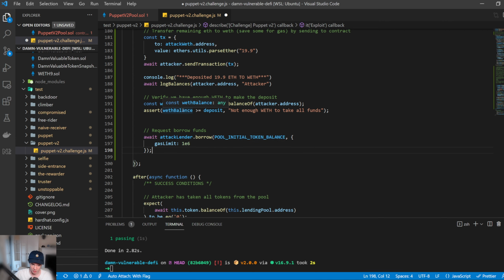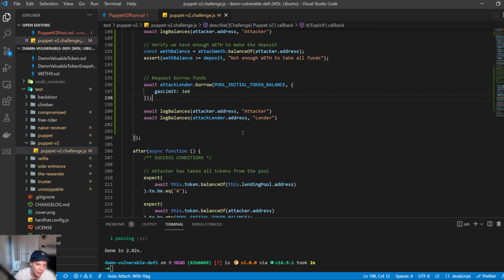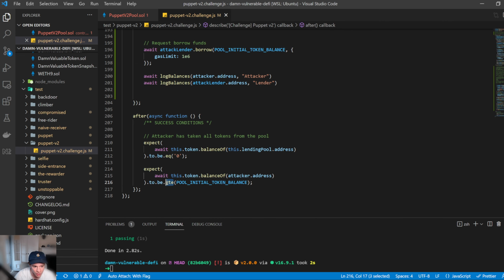We win, and we can go ahead and log the balances of the attacker and log the balances of the lender. Now, unlike last time, I didn't return the tokens that we had and return the Uniswap liquidity pool back to its original kind of ratio. The reason being is the success condition here is greater than or equal to the pooled initial token balance, so we don't need to get any extra tokens anyway. So that's fine. I'm not sure if that's a bug or a feature or whatever, but all we need to do is make sure that the lending pool has 0 tokens and we have all the tokens.